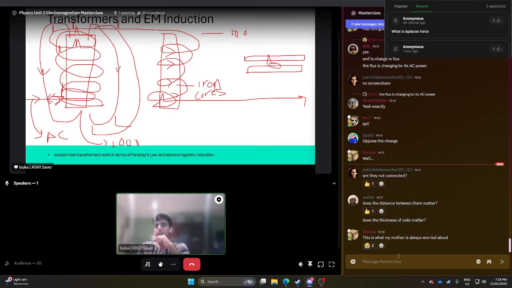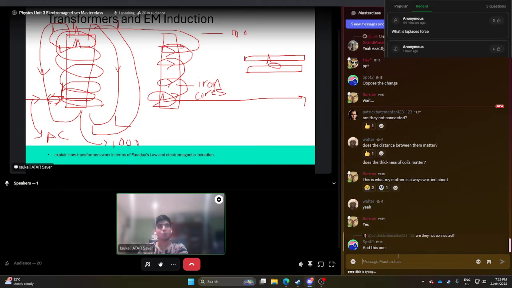Let me check again the other thing if there are any relevant questions so far. Yeah, no, okay, that's all good. Cool. Okay. Oh wait, actually I just saw, does the thickness of the coils matter? Thickness of coils. Do you mean the diameter of the coils here? Or do you mean the wire itself?